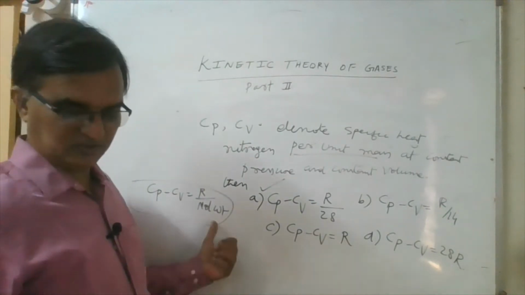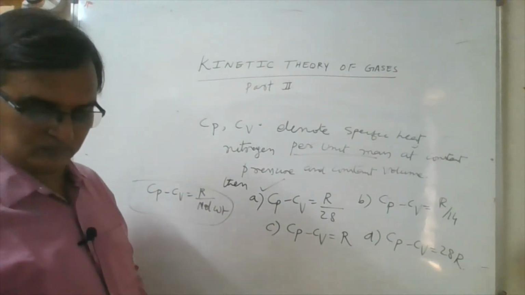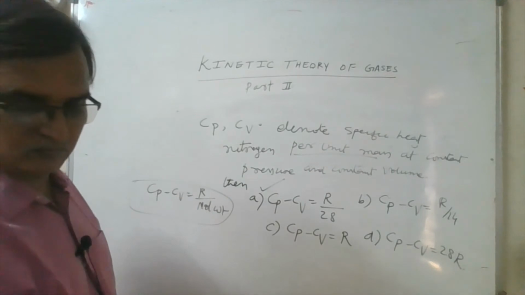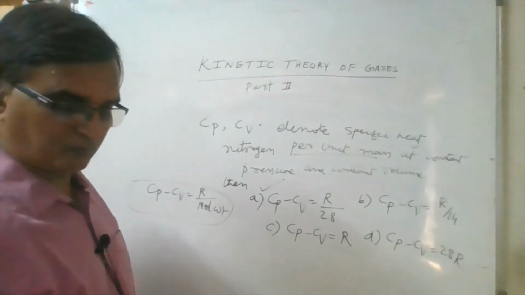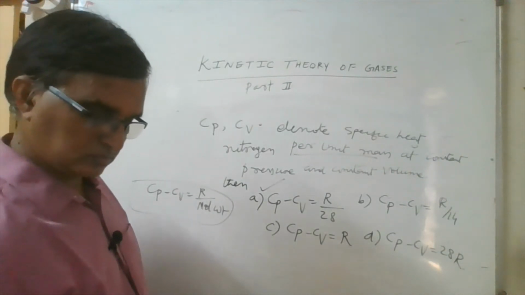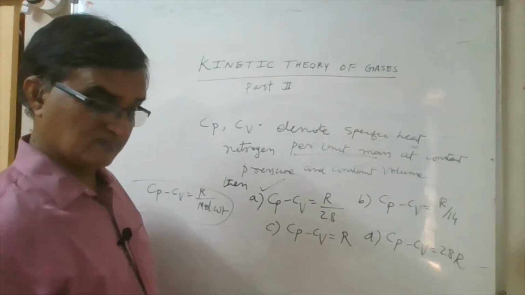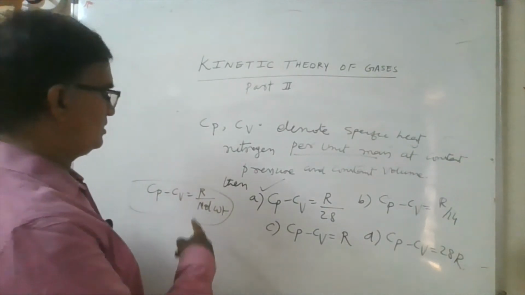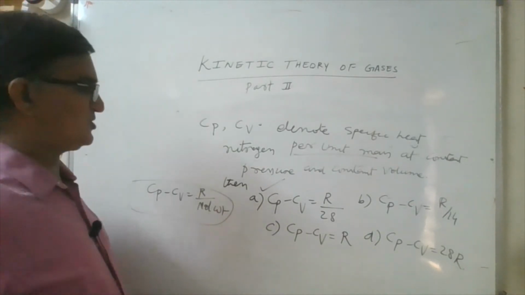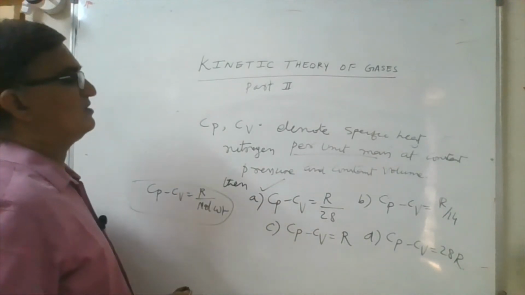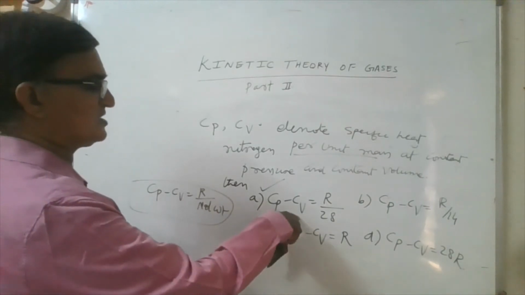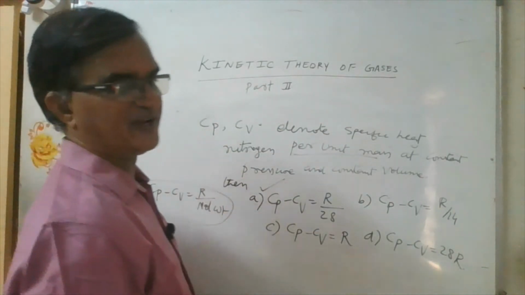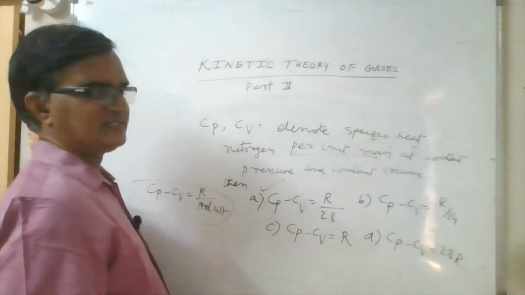This you have to write down. Okay, this is the situation you have got. R by molecular weight you should take for specific heat per unit mass. Otherwise, molar specific heats for any gas are constant: Cp minus Cv is equal to R.